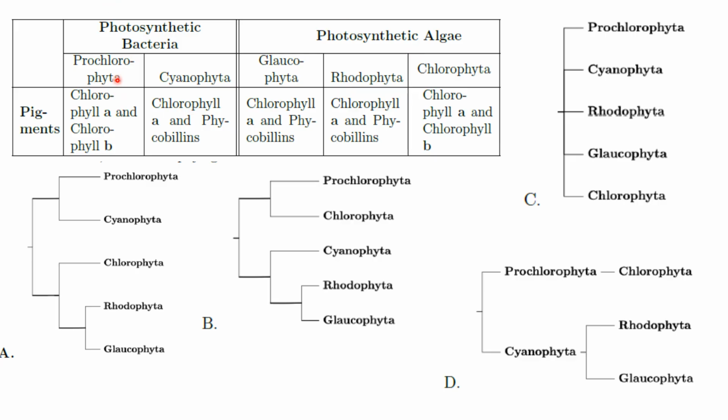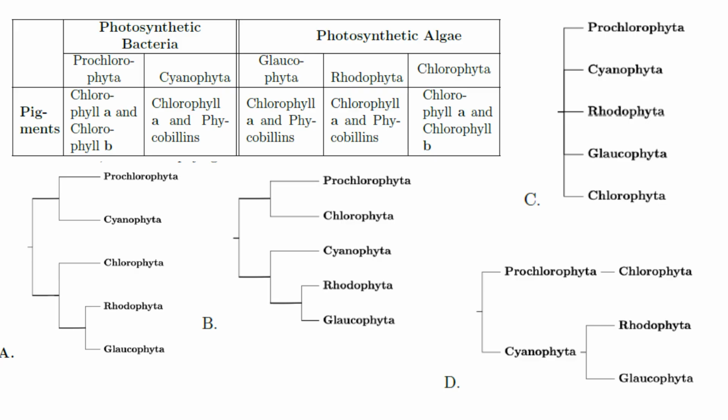So photosynthetic bacteria gave rise to Prochlorophyta and Cyanophyta. Prochlorophyta had chlorophyll A and B, and Cyanophyta had A and phycobilins. Whereas photosynthetic algae gave rise to Glaucophyta, Rhodophyta, Chlorophyta. They all had chlorophyll A. But phycobilins are present only in Glaucophyta and Rhodophyta, whereas Chlorophyta doesn't have phycobilins, it has chlorophyll B.